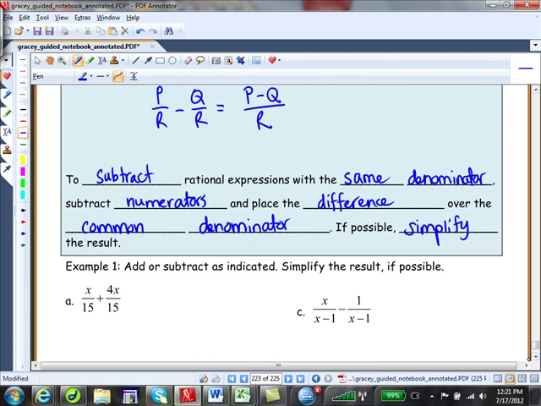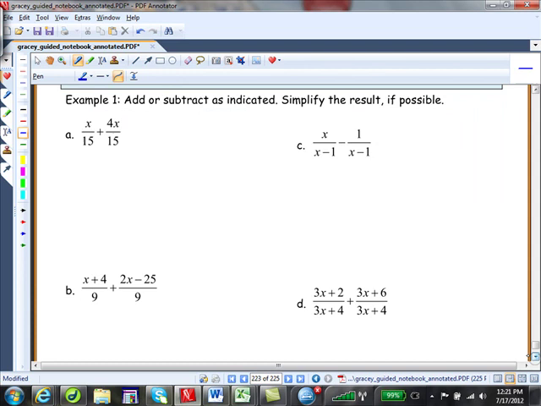Okay, so let's take a look at our first example. Add or subtract is indicated. So first up, you make sure you have the same denominator, right? So here we go. Part A, each denominator is 15. So first off, put your common denominator of 15. We do not add denominators, okay? We put that common denominator just that once.